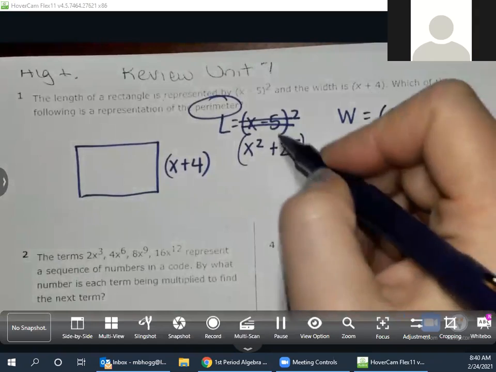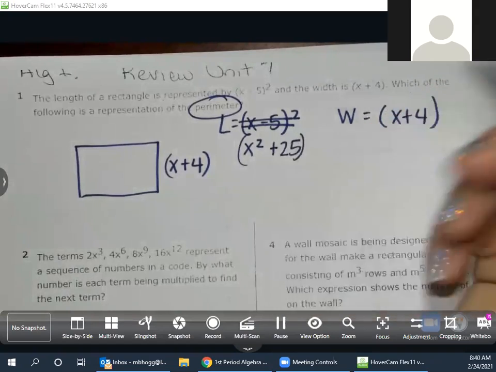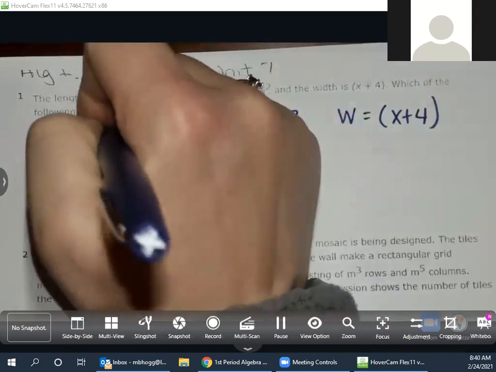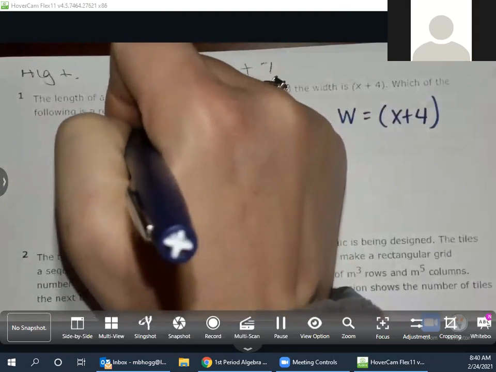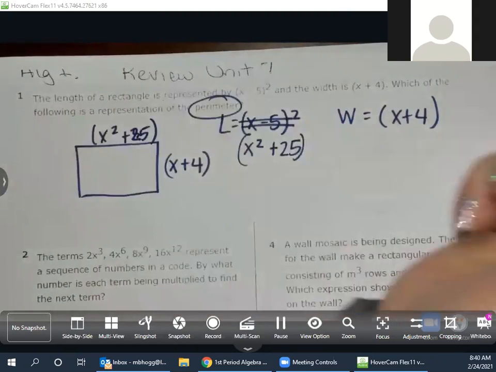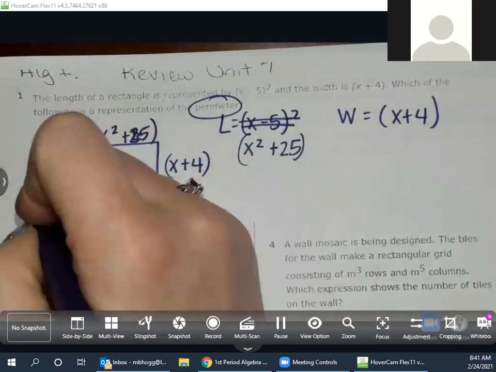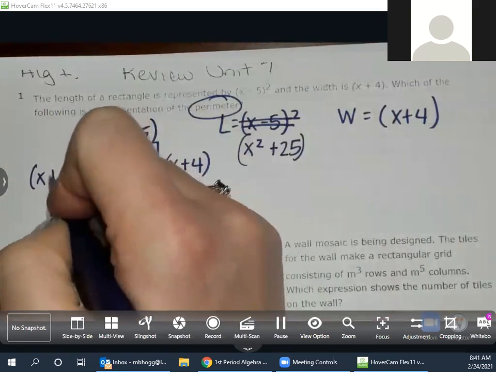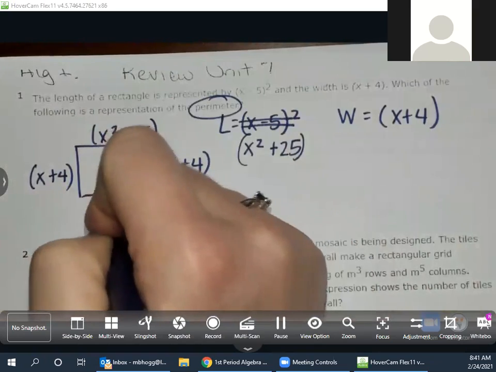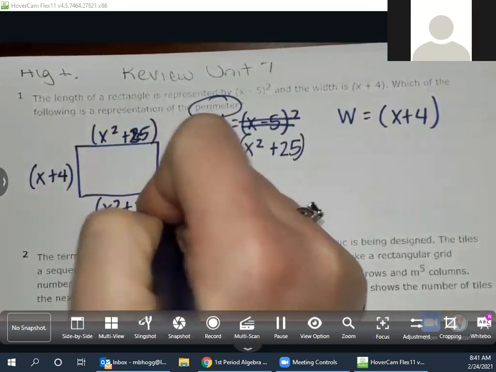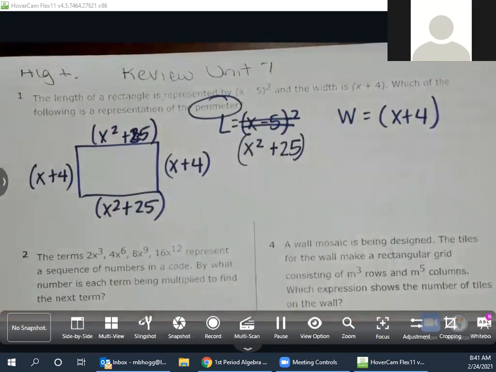So now that we've simplified this length here, we can go ahead and write it here, and then we can add up all of our sides because we're doing perimeter. I like to write in all the sides so that I can visually see what's happening. And when we add, we combine like terms.